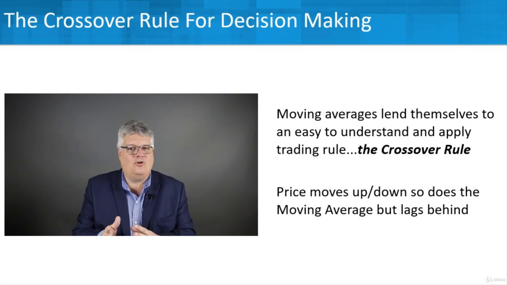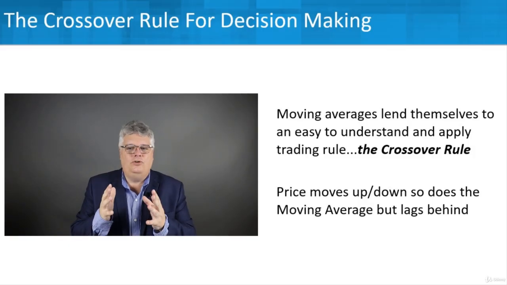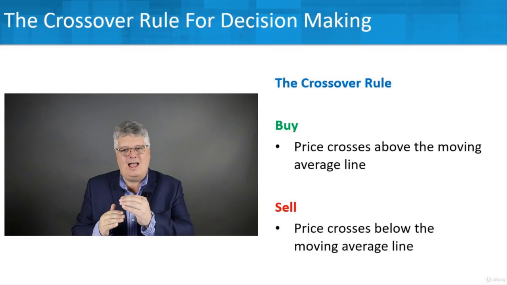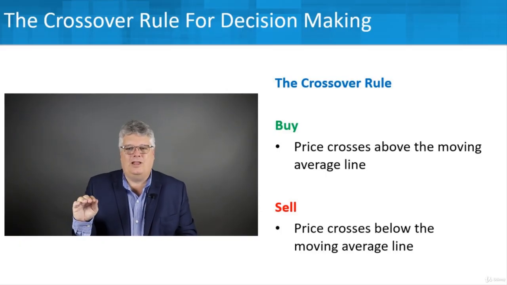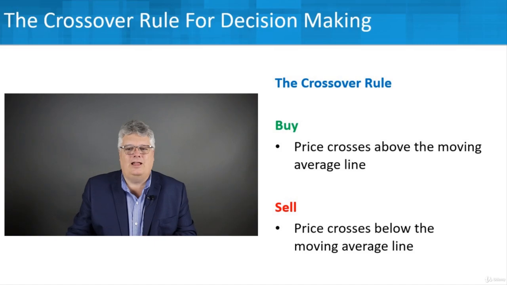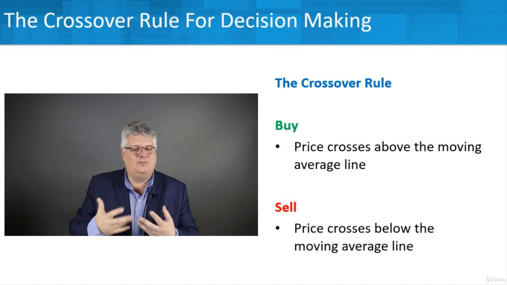So let's talk about the crossover rule and how we can use these moving averages to help us make better decisions as traders. The crossover rule is actually very simple to understand. When a price crosses above the moving average line, that shows a buying opportunity. Same thing with selling: where the price goes below the moving average, that's a selling opportunity. So let's look at that on an actual chart and see what that really means, but remember when you're buying and when you're selling.